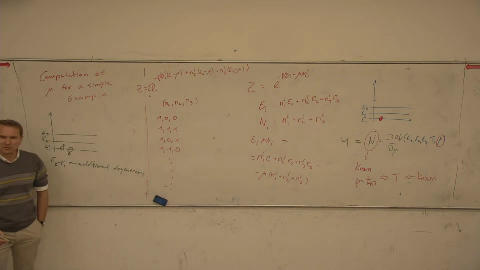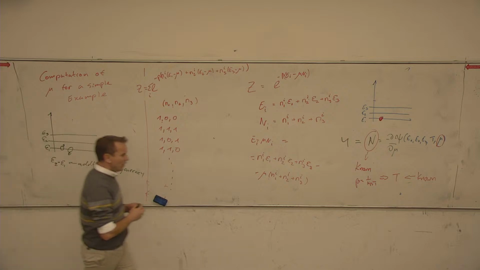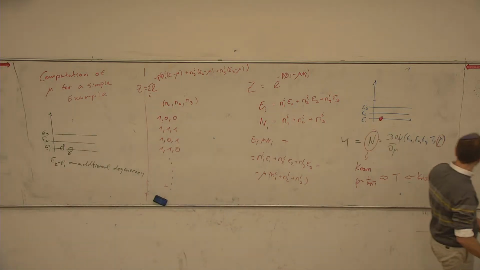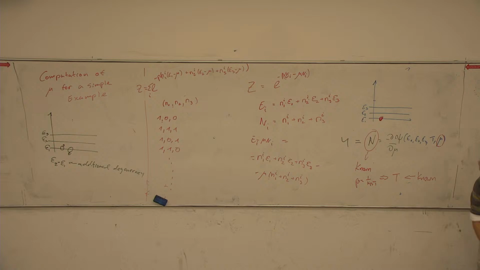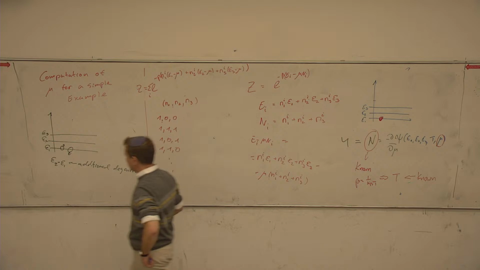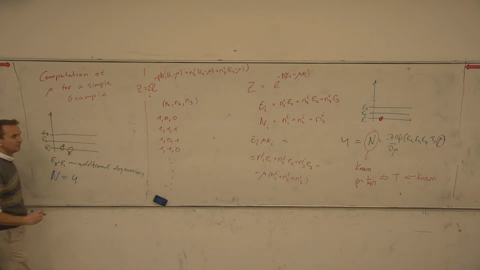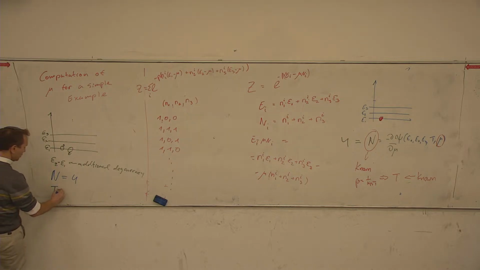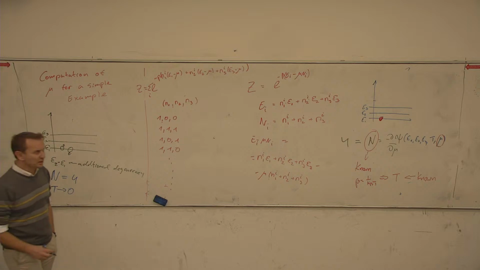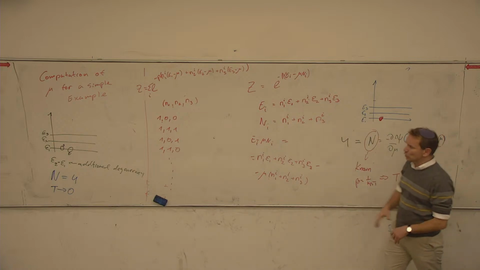Why? Because, well, you see, even for two states, it's actually quite complicated. Now, I want to control something. Remember, I want to control the number of particles that are sitting inside the system. So I say that n equals 4. Okay? And also, I'm taking the temperature towards its lower limit. All right, so those are the assumptions.